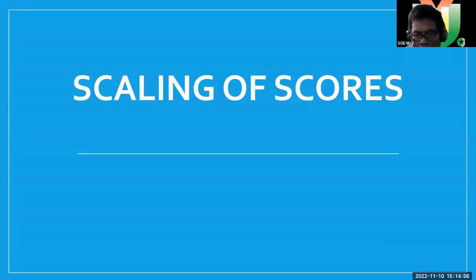Okay, we are going to start this afternoon session. And this afternoon, I'd like to talk about scaling of scores. And what do we mean when we say scaling of scores? In this presentation, we are going through some formulas that will be involved in the scaling of scores.